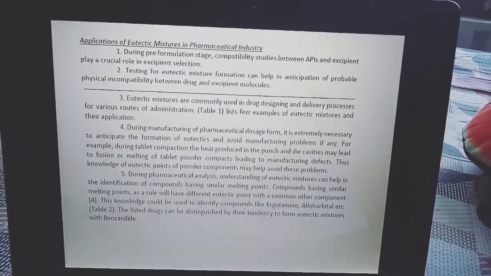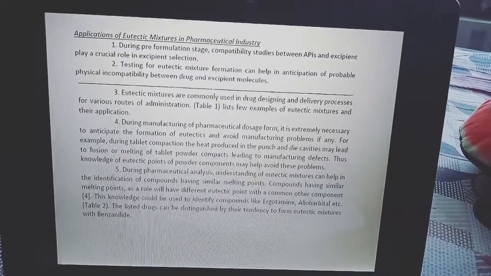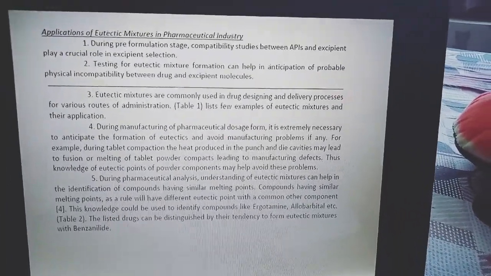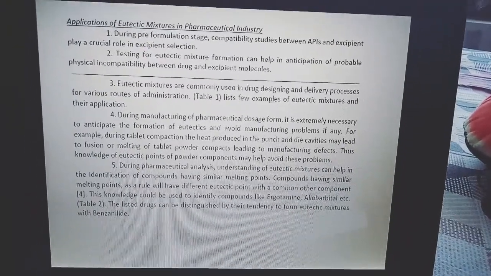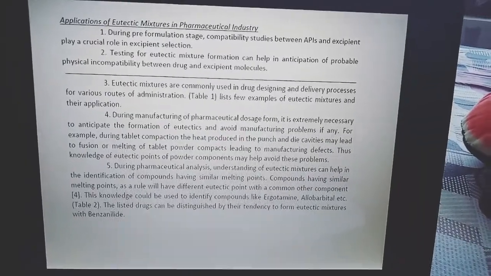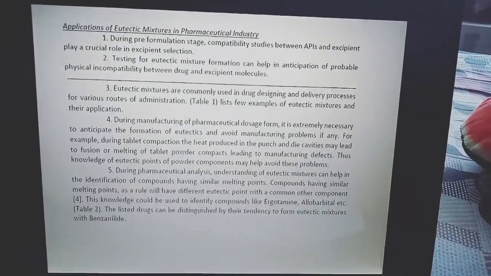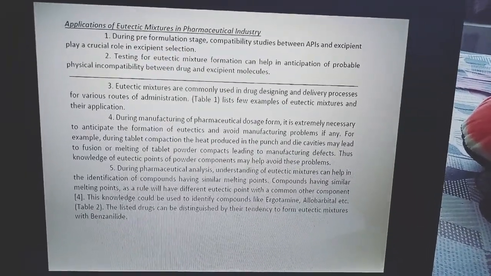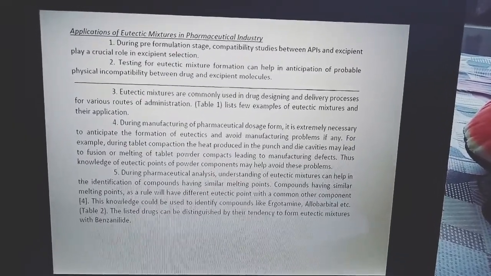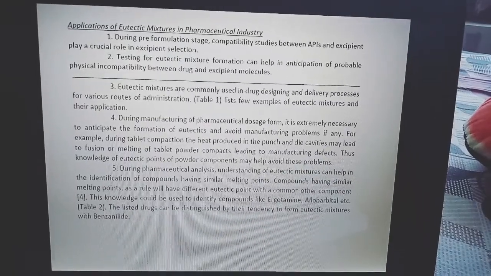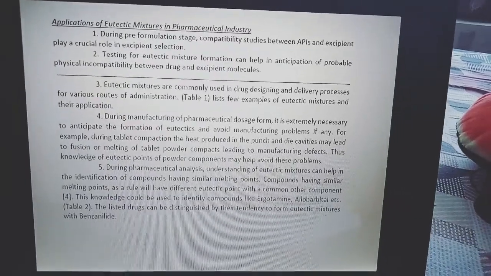Third, eutectic mixtures are commonly used in drug designing and drug delivery processes. Fourth, during manufacturing of pharmaceutical dosage forms, it is extremely necessary to anticipate the formation of eutectics and avoid manufacturing problems. For example, there are various manufacturing problems that take place in the tablet compaction process. The heat produced in the punches and die cavities may lead to fusion or melting of tablet powder compacts, leading to various manufacturing defects. So these are considered at the time of drug development.